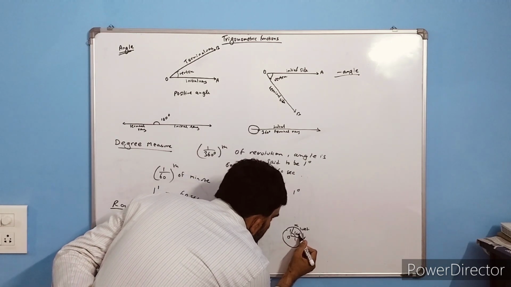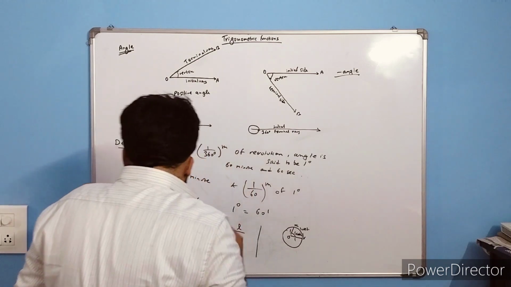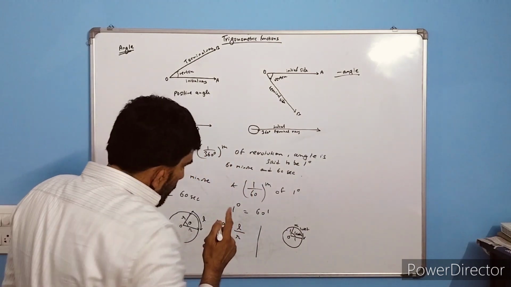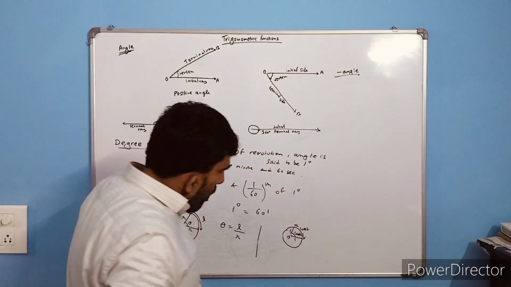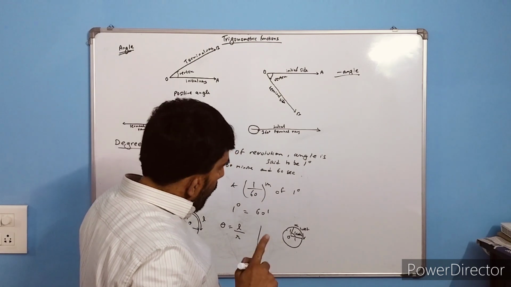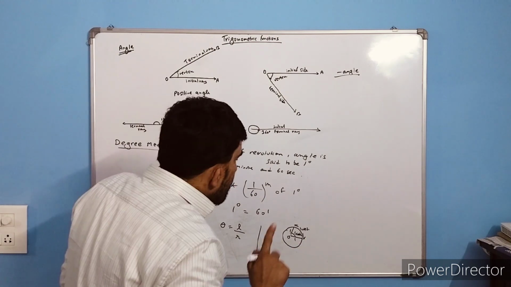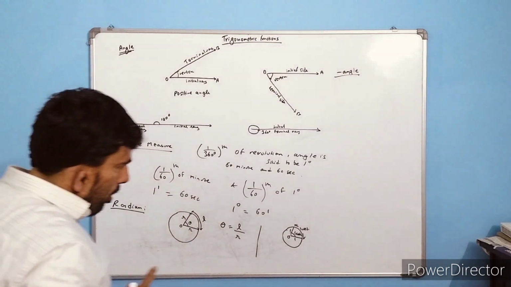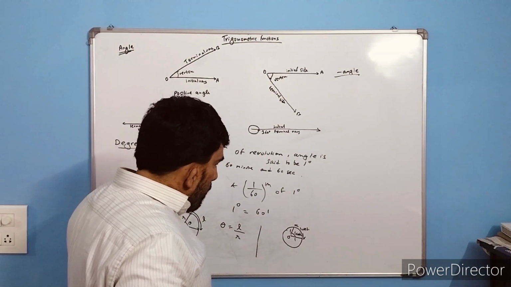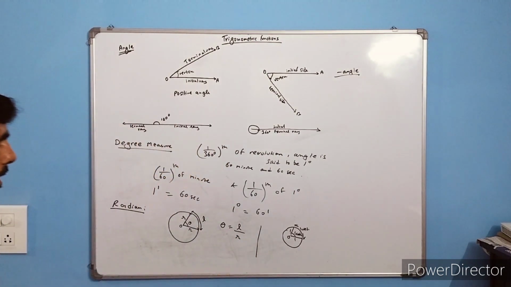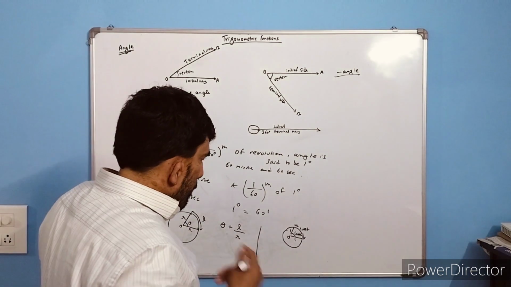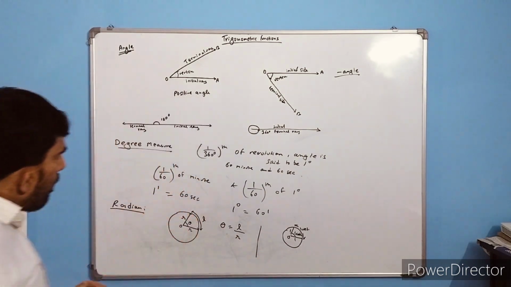If I define 1 radian, it is when an arc of 1 unit subtends an angle at the center of a circle of radius 1 unit, that angle is called 1 radian. So that is called 1 radian.